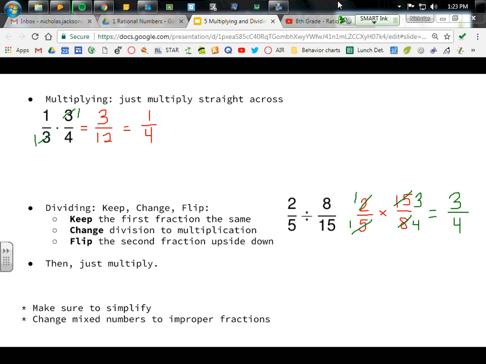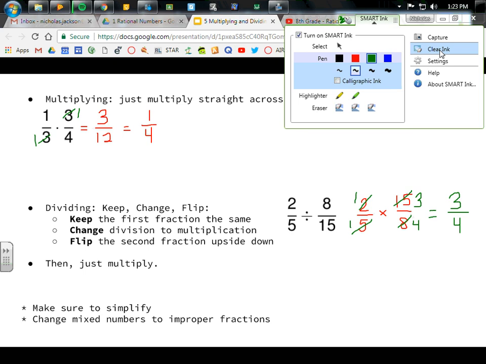All right, so that's all there really is to it. A couple little notes, just always make sure to simplify. And if you have improper fractions, or if you have mixed numbers that you're working with, change them to improper fractions before you multiply or divide. I mean, it is possible to multiply with mixed numbers, but it's just a little bit easier to change them to improper fractions first. All right, let's do a few more practice problems.